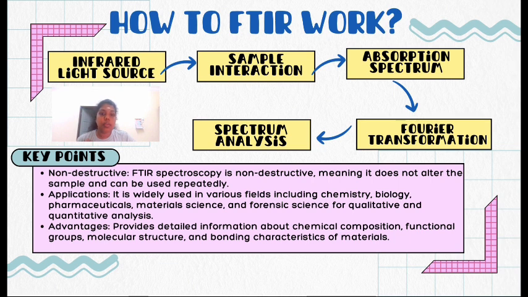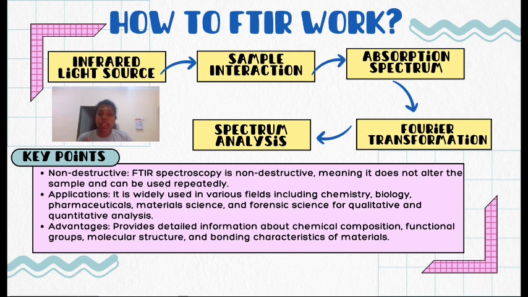Fifth is the spectrum analysis. The resulting spectrum is displayed as a graph of infrared light absorption on the y-axis versus wavelength on the x-axis. The spectrum is analyzed and compared with references of known substances to identify the components and structure of the sample.